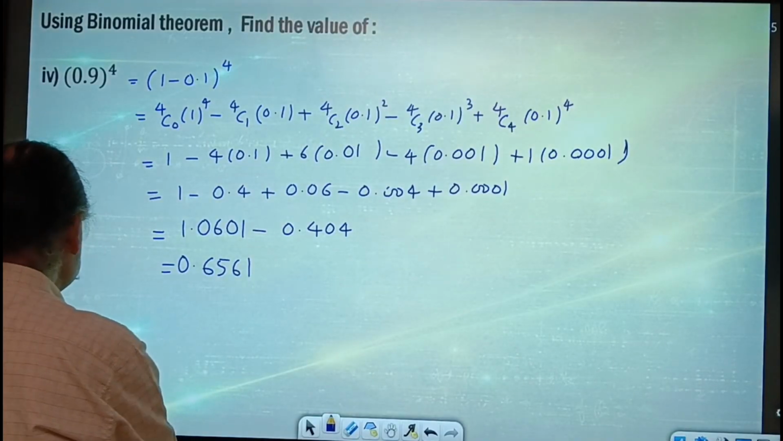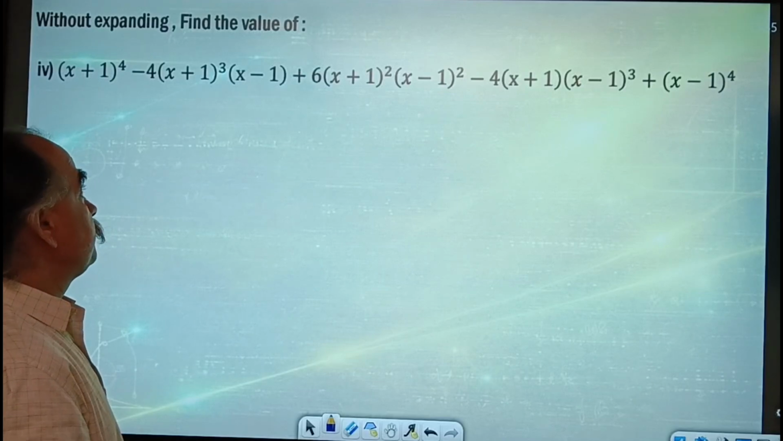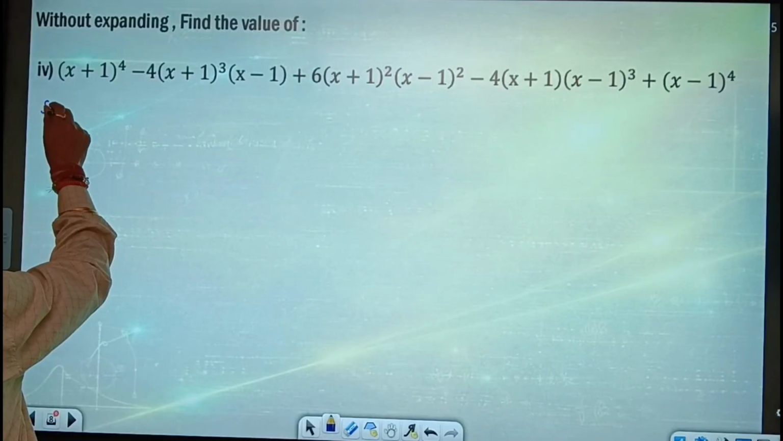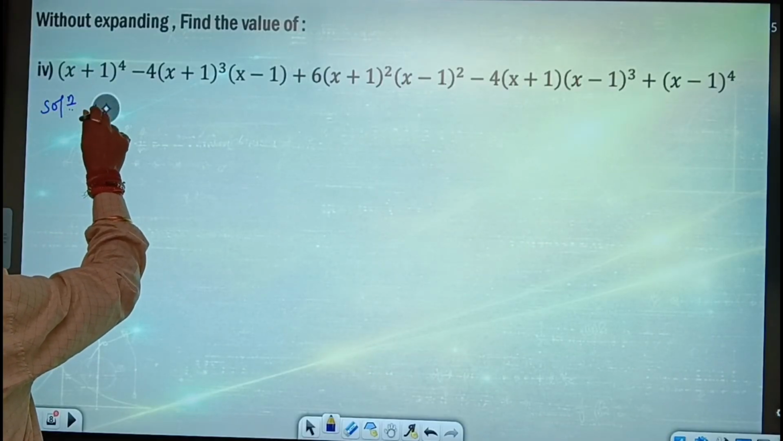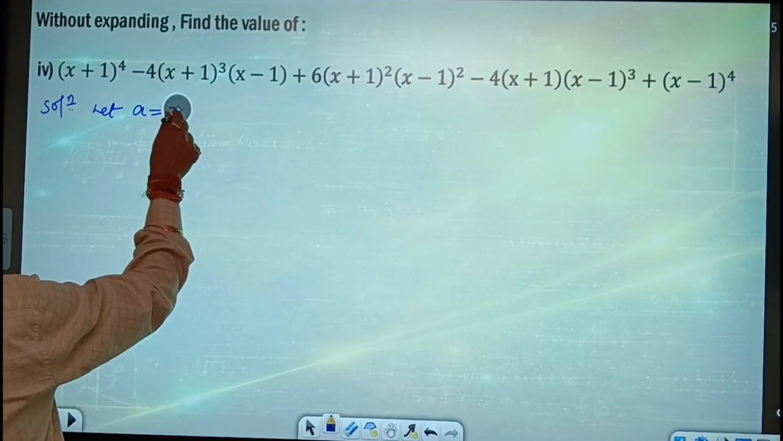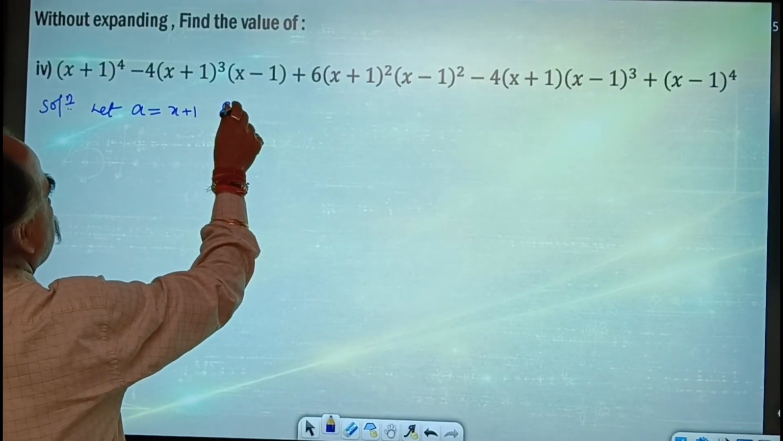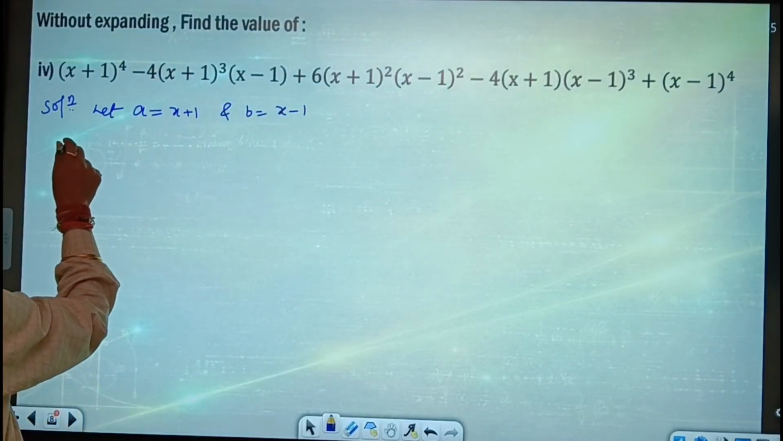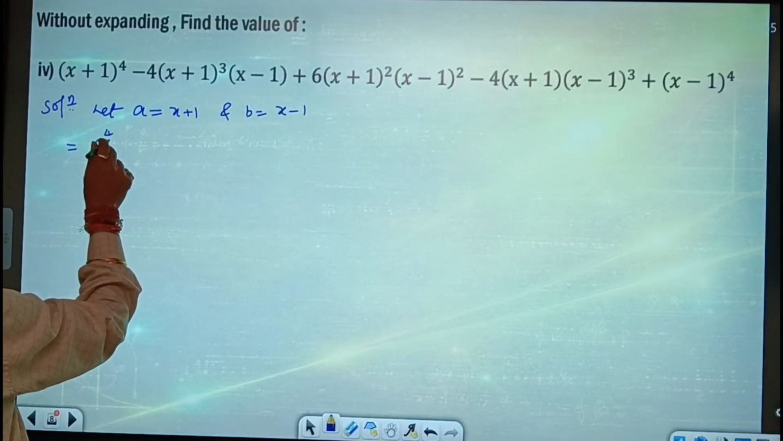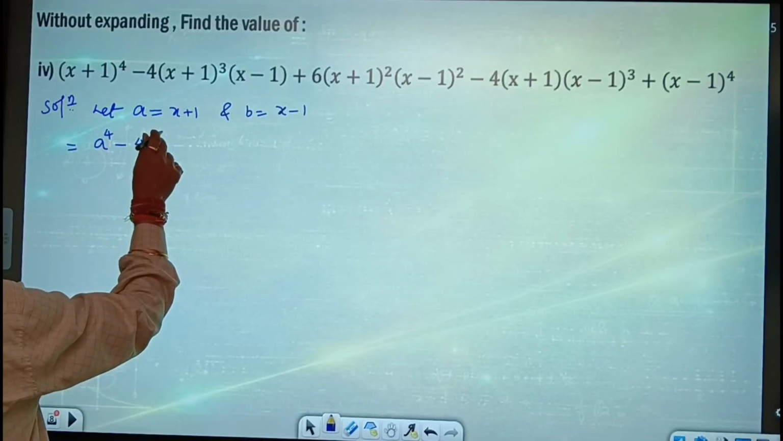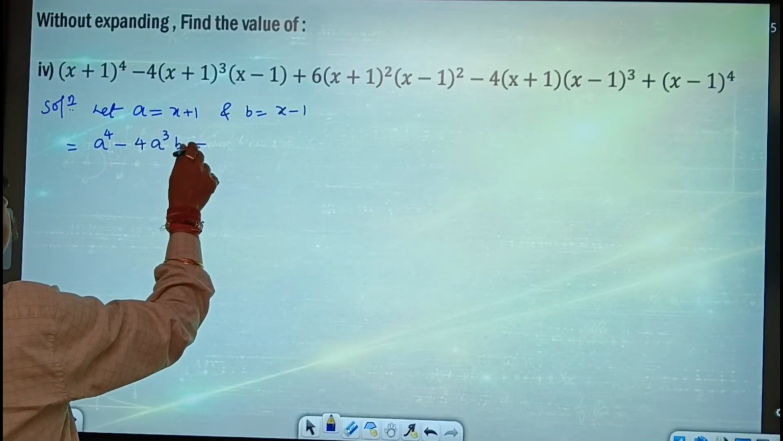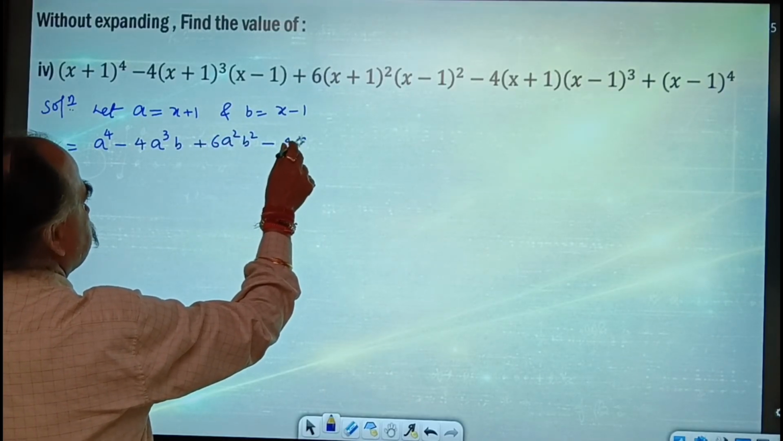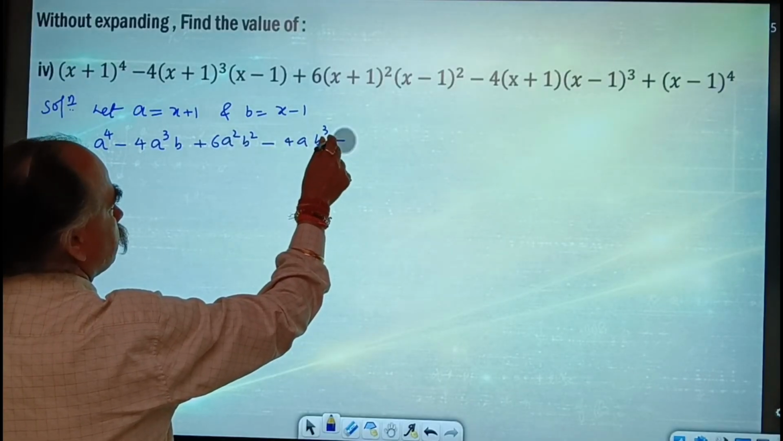The next problem is, without expanding, find the value of (x plus 1) raised to 4 minus 4(x plus 1) cube (x minus 1), and so on. Let A be x plus 1, and B be x minus 1. So this will become A raised to 4 minus 4A cube B plus 6A square B square minus 4AB cube plus B raised to 4.